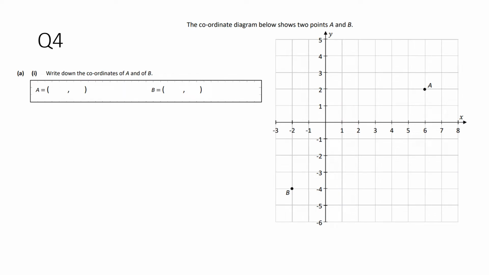This is question 4 on 2021. What you're asked to do here is find the coordinates, so we're going to read them from the coordinate plane. We can see that the value of A here is 6 across and 2 up, so that would make it 6, 2. And then if we look at B, B is minus 2 across and down 4, so minus 2, minus 4. Just make sure you have them the right way around, otherwise you lose some marks for that.